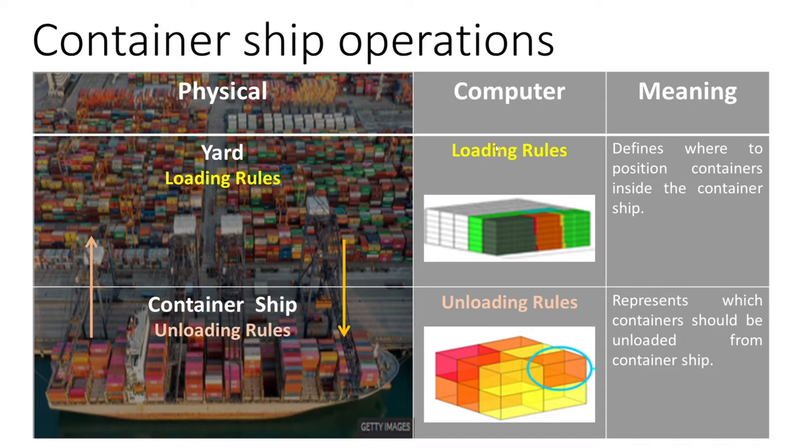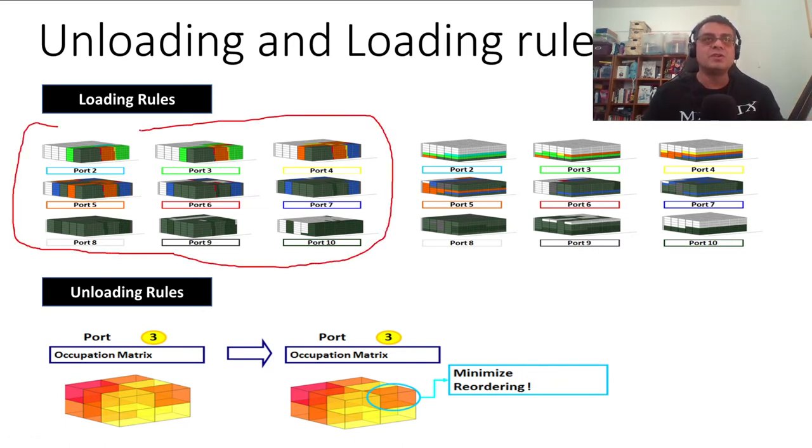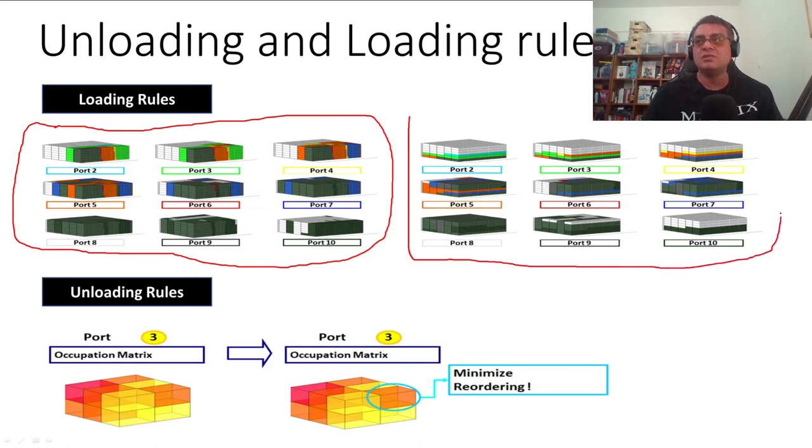We defined this in the second track. It's also important to say that these loading and unloading rules can produce different patterns of how to put containers inside a container ship. Here, for example, we have applied a rule whose objective is just to minimize the number of movements, without caring about the stability of the ship. We have a very reduced number of movements, but it's not good in terms of stability.